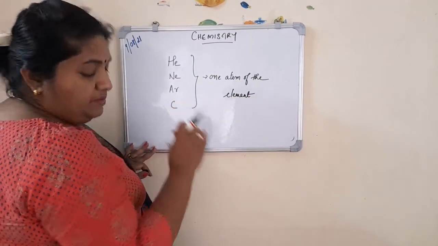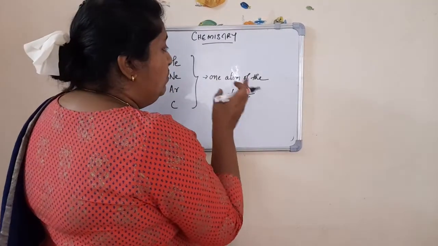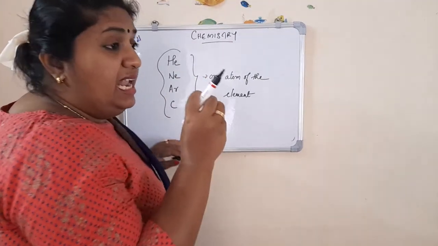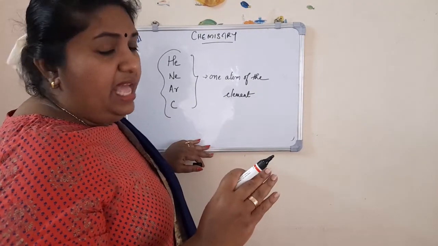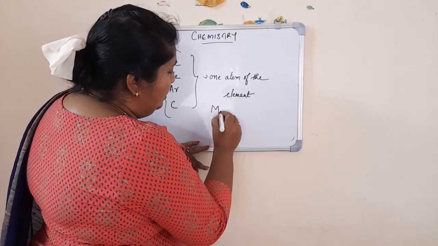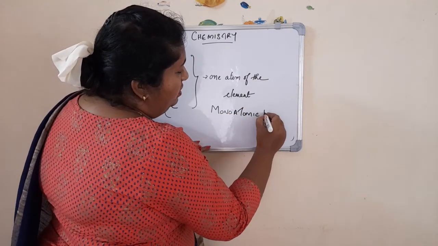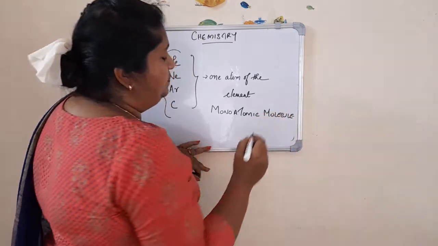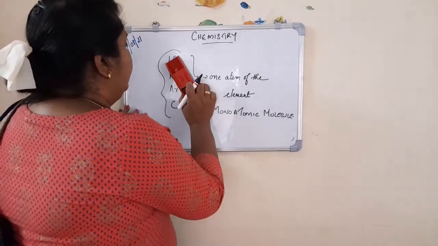Okay. Now, since we are representing one atom of the element, that is these elements, they can exist independently. They can exist like this as a single atom. Since this element contains only one atom, we call them as monoatomic molecule. Mono means one atom.